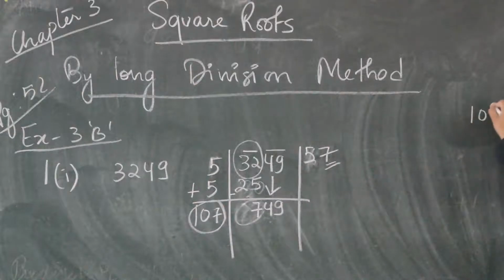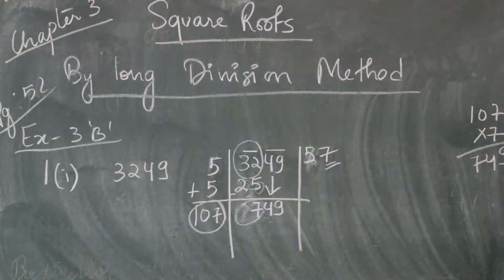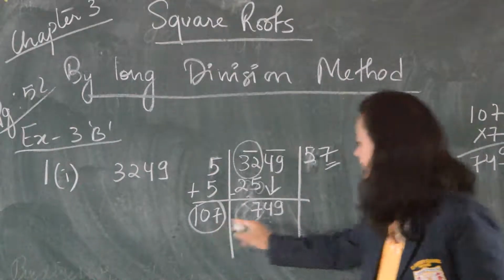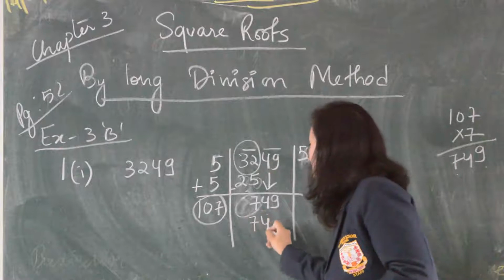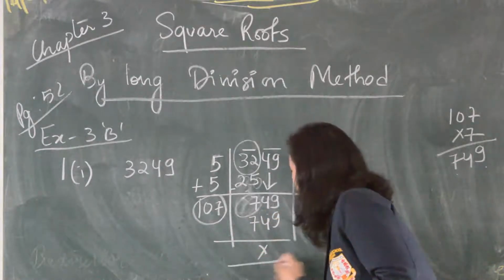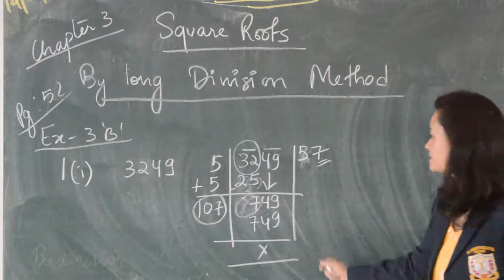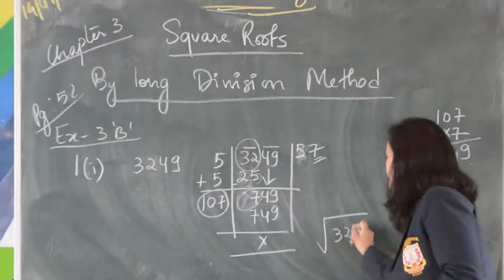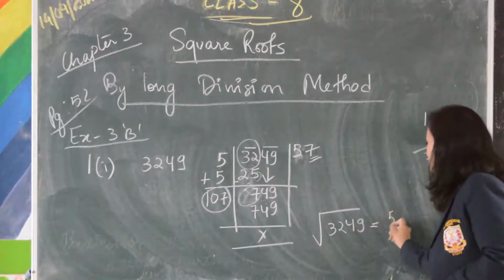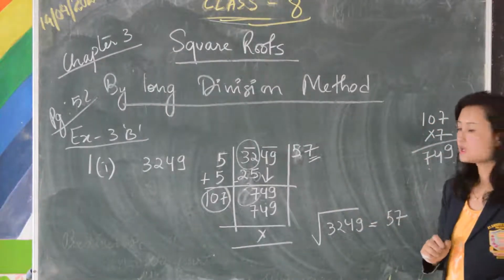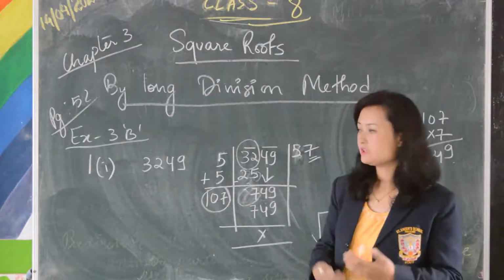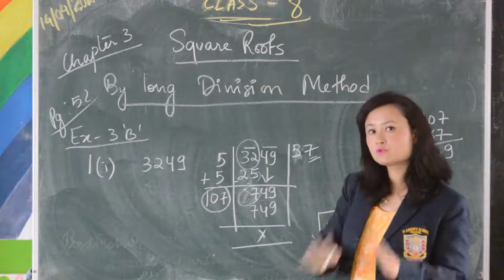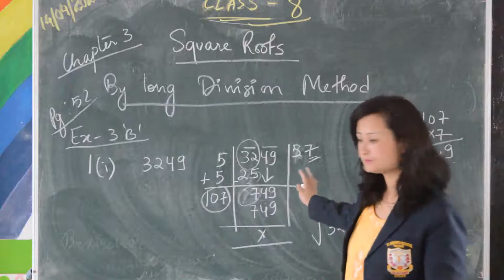So let's do the rough work. 107 multiplied with 7. When we take 7, what do we get as the answer? 749. So we write down 749 and the remainder is 0. Now what is the square root of 3249? It is 57. Okay, I'll be doing two more sums so that you can understand it more properly if you have not understood the first sum.